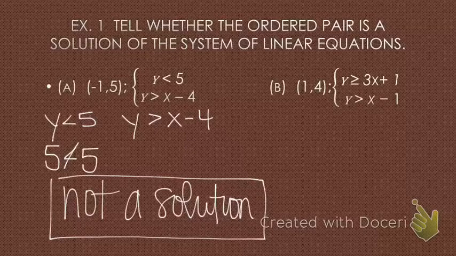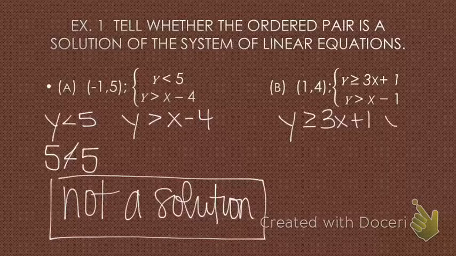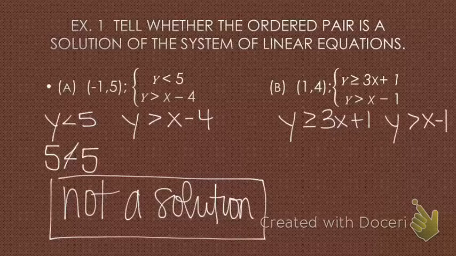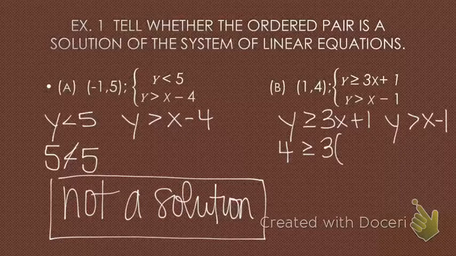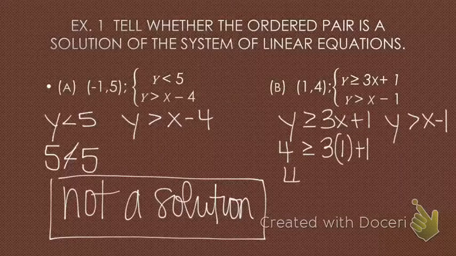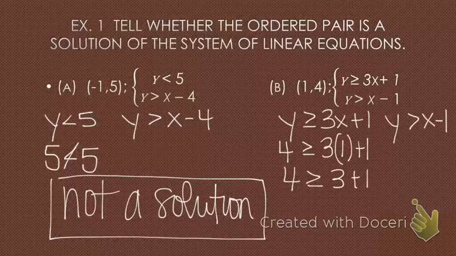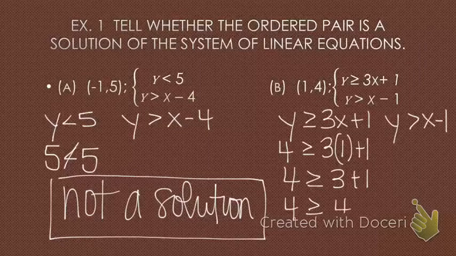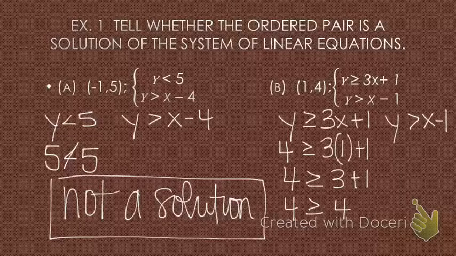Now let's look at letter B. So we bring down the inequalities first. We have y is greater than or equal to 3x plus 1. And then y is greater than x minus 1. All right, what is the y coordinate that we're plugging in this time? 4. And that's greater than or equal to 3 in parentheses because we're multiplying. What are we plugging in place of x? 1 and then plus 1. Do we multiply first or do we add? We multiply. So 3 times 1 is 3 plus 1. What is 3 plus 1? Okay, so 4 is greater than or equal to 4. Is that a true statement? Yes.